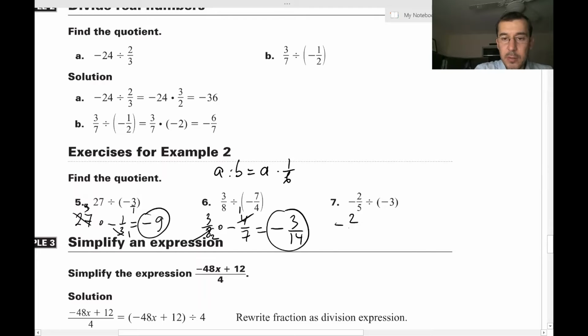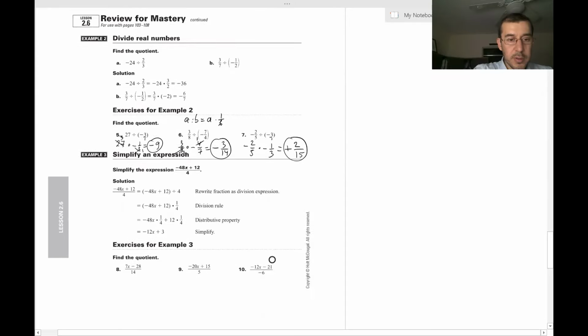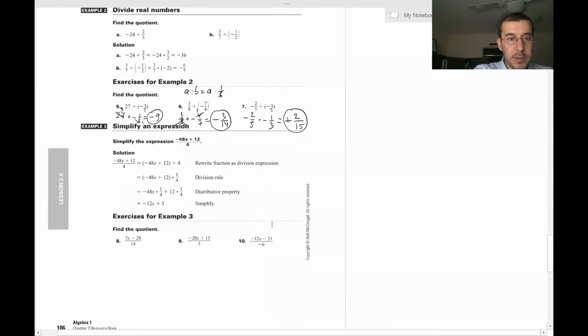Here we have minus 2 over 5 times, this is minus 3 over 1, so we're going to have minus 1 over 3. Minus times minus is plus, 2 times 1 is 2, 5 times 3 is 15, plus 2 over 15. Simplify the expression. Next is find the quotient.